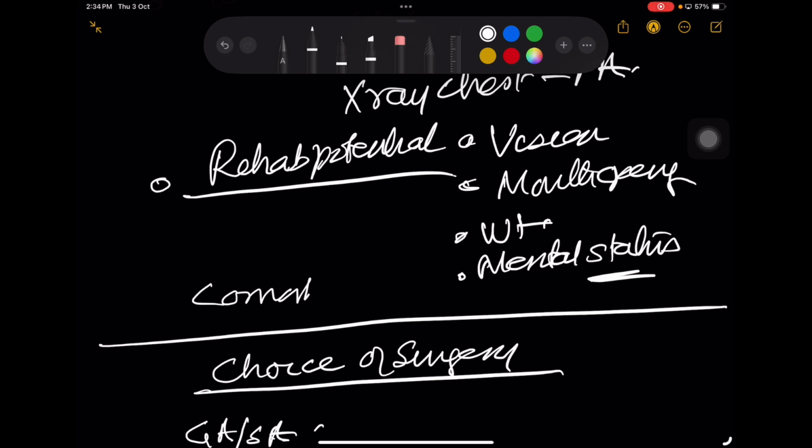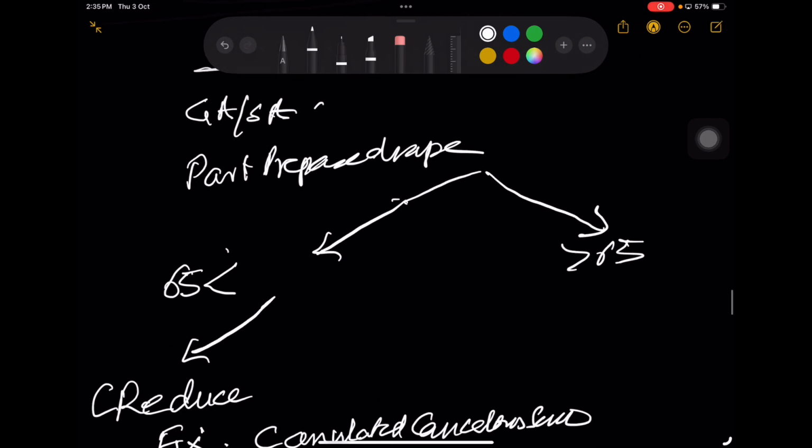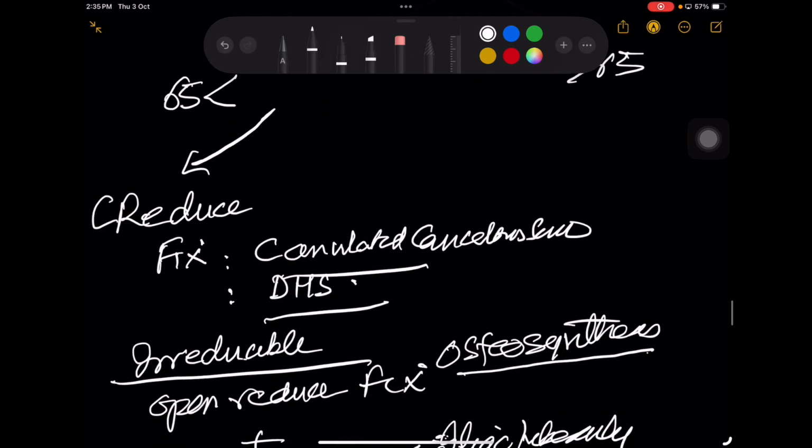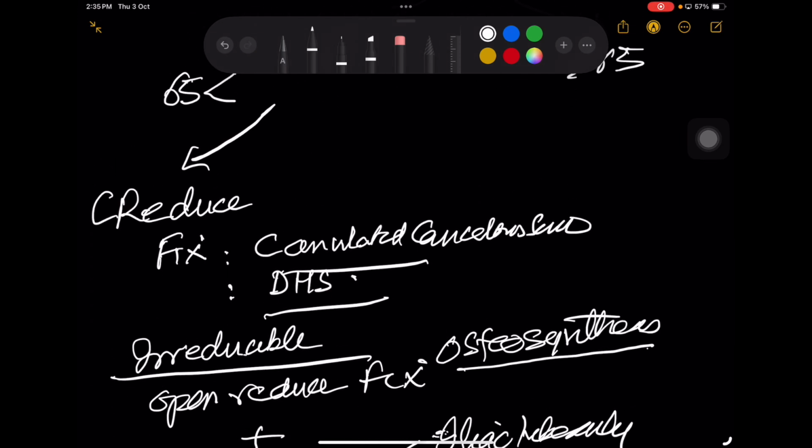And here I will try to write any comorbidity. Alright, the patient has had an attack of cerebrovascular stroke previously. Patient is obese. Patient has knee osteoarthritis. Obviously the rehabilitation potential is poor. Then patient under general anesthesia, part preparation and draping done. Under 65 years, I will close reduce and fix it by cannulated cancellous screws or dynamic hip screw.